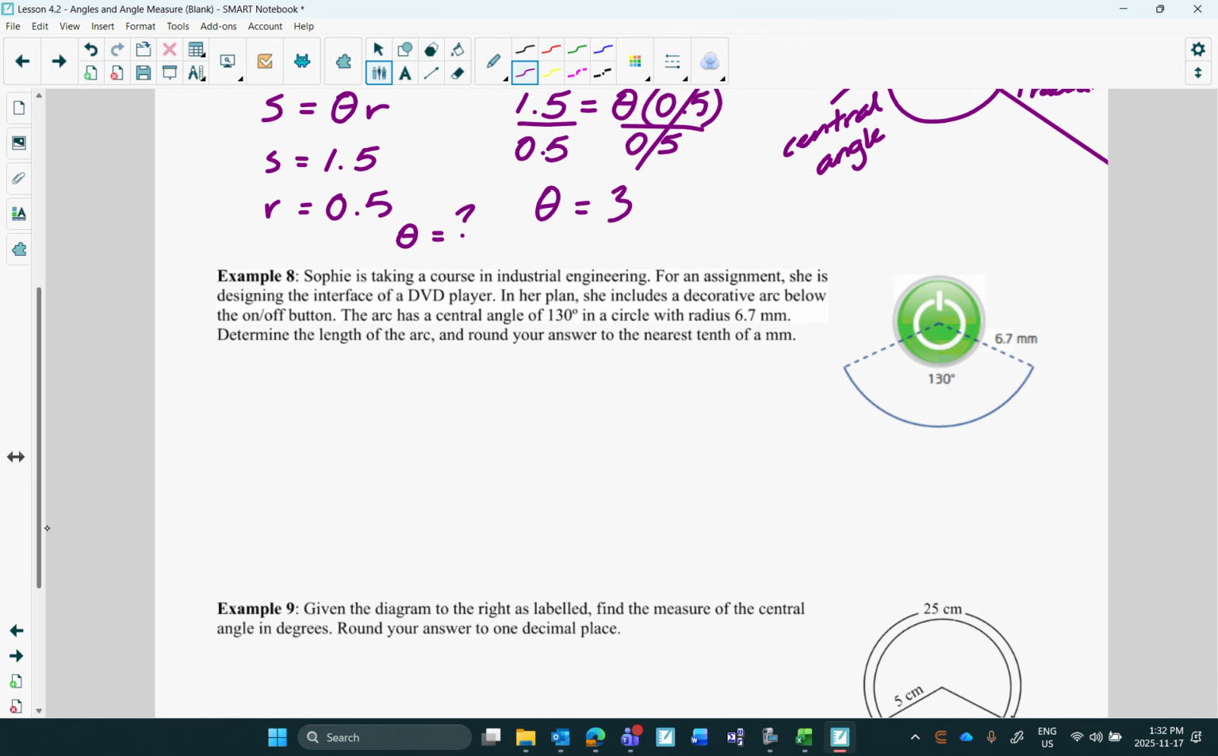All right, here's another example. Sophie is taking a course in industrial engineering. For an assignment, she is designing the interface of a DVD player. Do those things even exist anymore? Yeah, they do. In her plan, she wants to include a nice decorative art below the power button. But she wants to know how long to make it. She's measured the central angle from the power button to be 130 degrees and the radius to be just 6.7 millimeters. How long does this have to be?